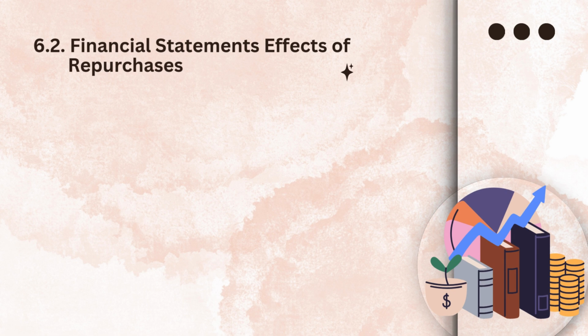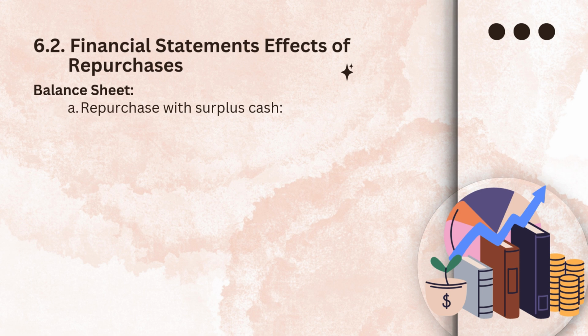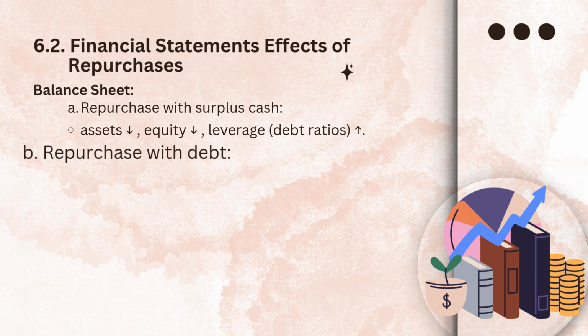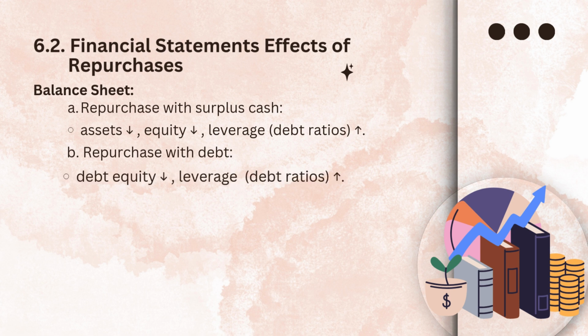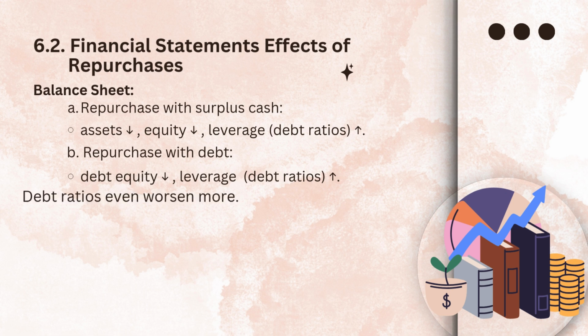6.2 Financial statements effects of repurchases. Balance sheet. A. Repurchase with surplus cash: assets decreased, equity decreased, leverage and debt ratios increased. B. Repurchase with debt: equity decreased, leverage and debt ratios increased. Debt ratios worsen even more.